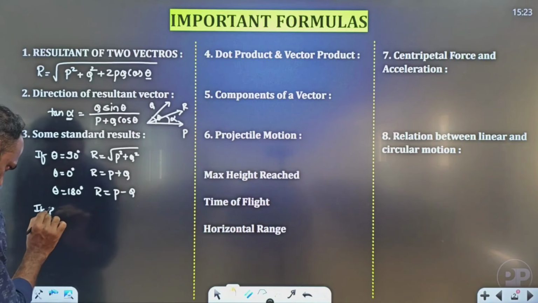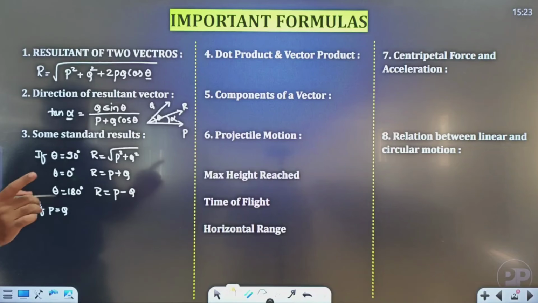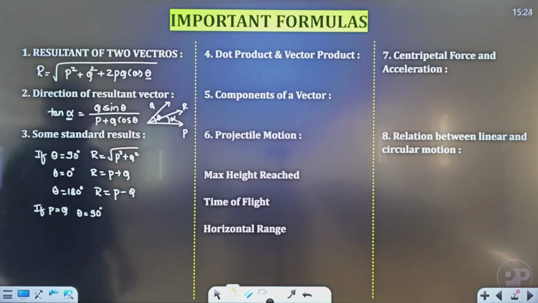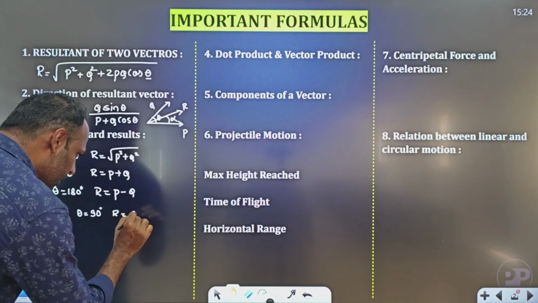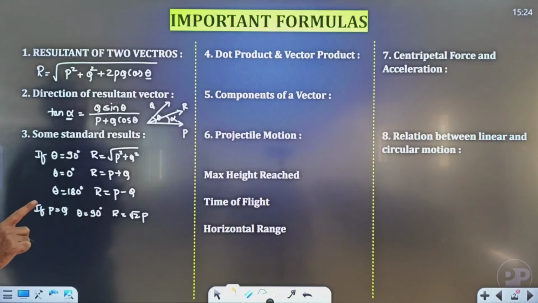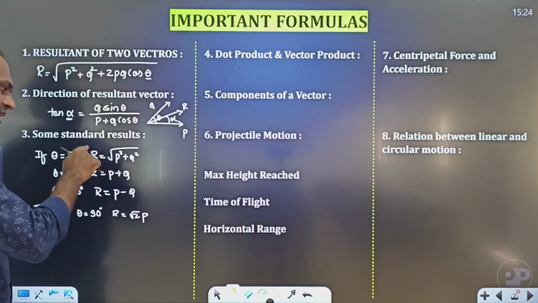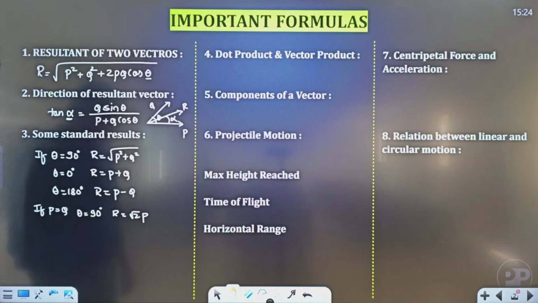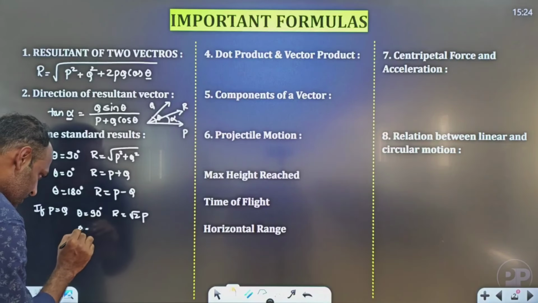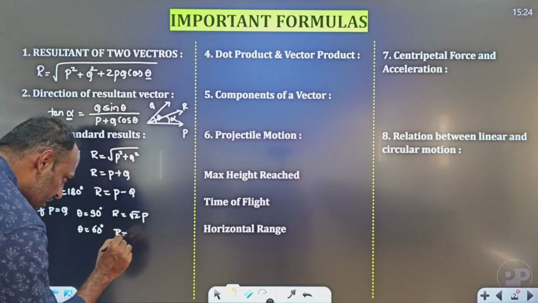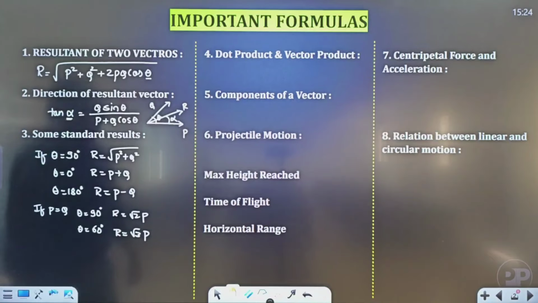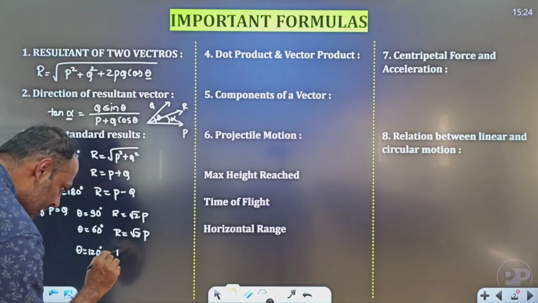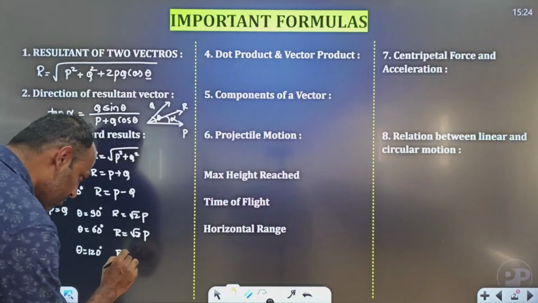If P and Q both are equal, and angle between the two vectors is 90 degree, then resultant will be equal to root 2 P. They should be equal, see. When P and Q are not equal, at that time resultant is root of P square plus Q square. When P and Q are equal and angle between them is 90 degree, it is root 2 P. And if the angle between them is 60 degree, then resultant will be root 3 P. If angle between them is 120 degree, resultant will be equal to P.